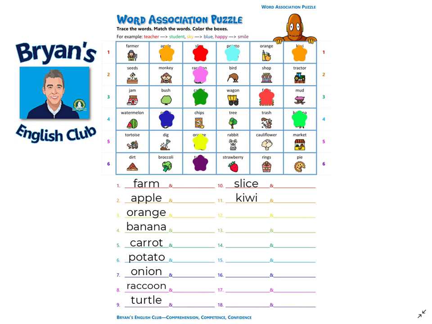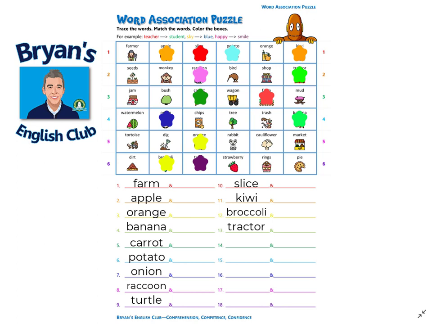Number 12, broccoli. B-R-O-C-C-O-L-I. Broccoli. Color the broccoli picture box yellow. Number 13, tractor. T-R-A-C-T-O-R. Color the tractor picture box lime green.